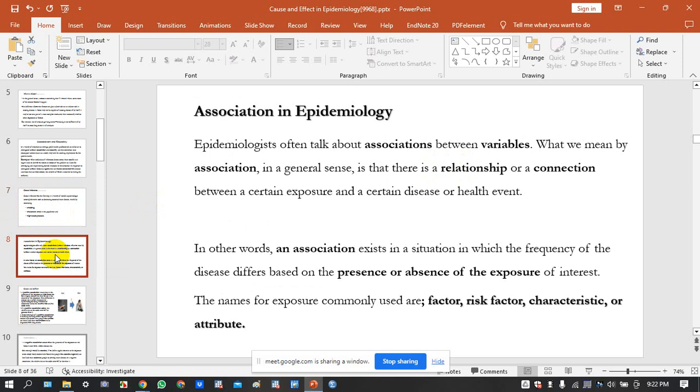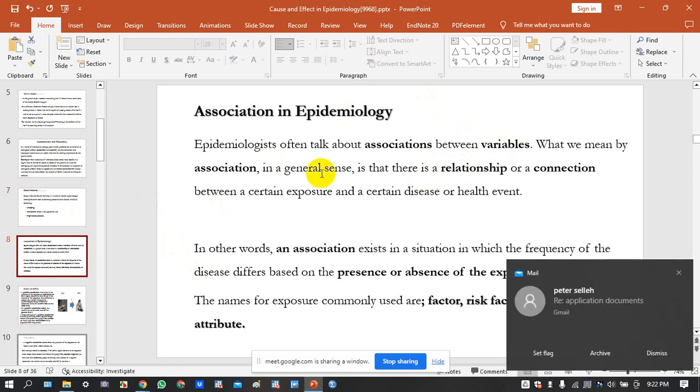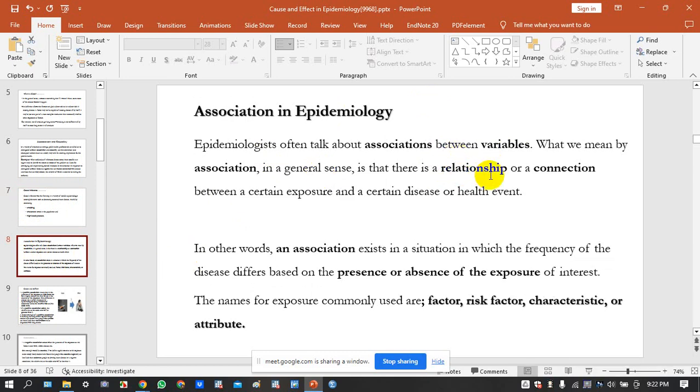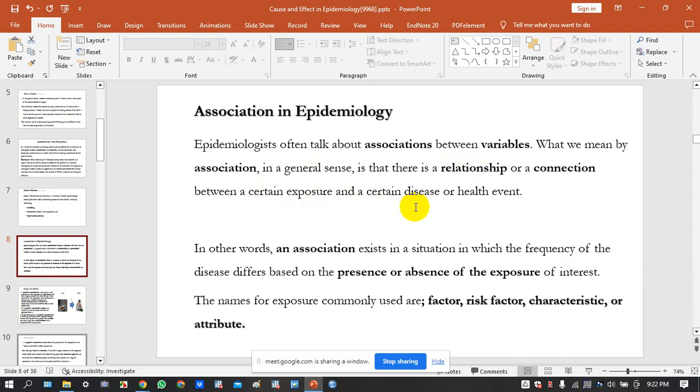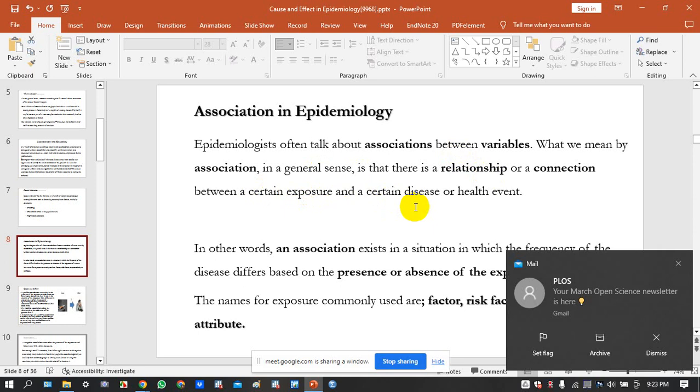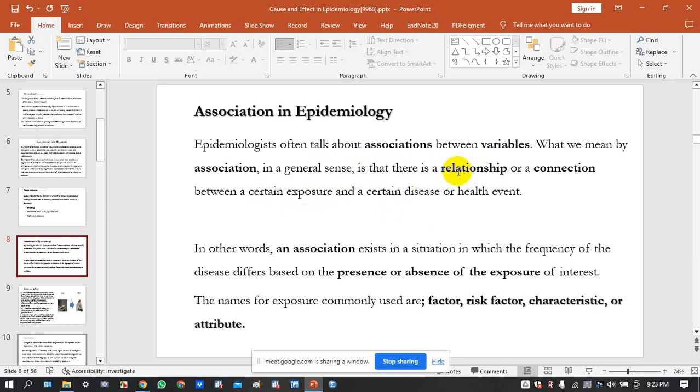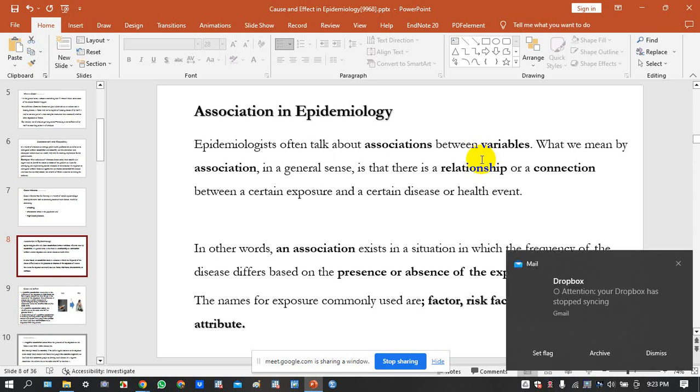So, association in epidemiology. Epidemiologists often talk about association between variables. What we mean by association in a general sense is that there is a relationship or a connection between a certain exposure and a certain disease or health event. So like I said, there is a relationship. But we are not saying that by force, that risk factor or the variable or the exposure is what is causing the disease or the condition. We are just saying that there is a relationship.